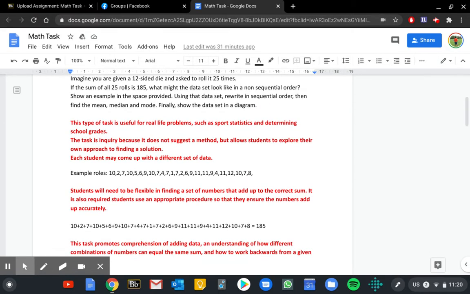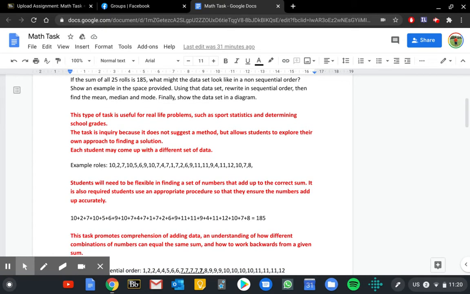And then procedural fluency, students will need to be flexible in finding a set of numbers that add up to the correct sum, in this case 185. And it is also required to use an appropriate procedure so that they ensure that the numbers add up correctly. So here.